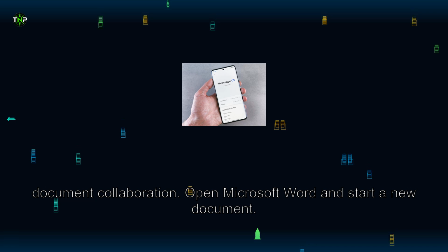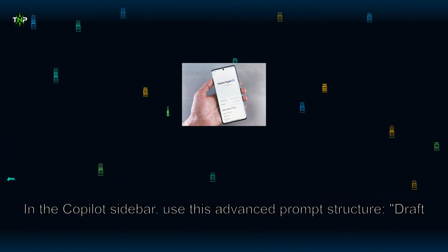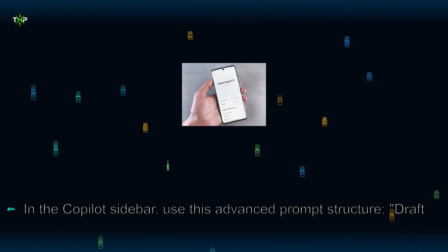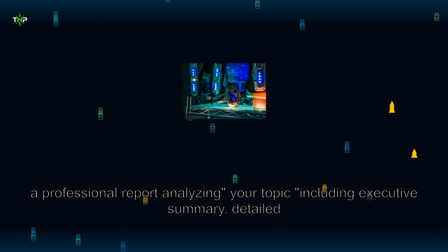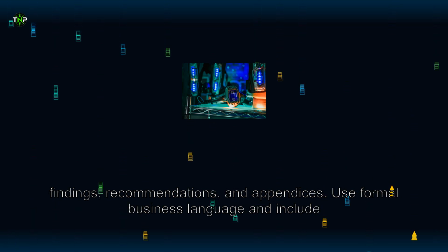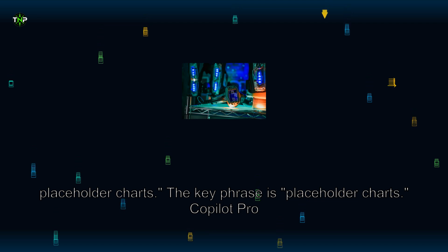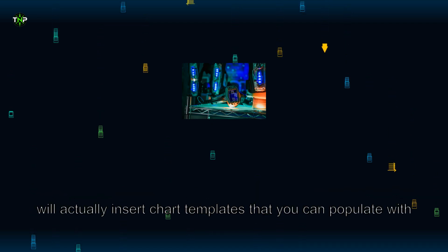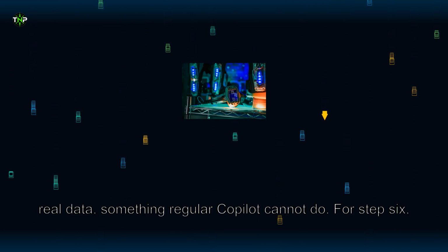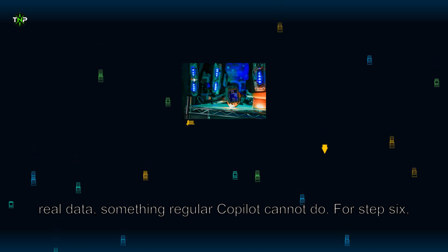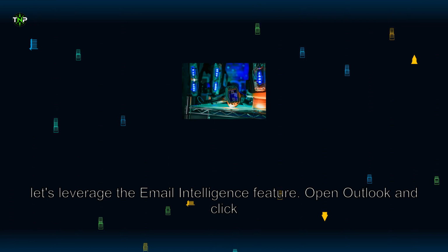Step 5 is about document collaboration. Open Microsoft Word and start a new document. In the Copilot sidebar, use this advanced prompt structure: draft a professional report analyzing your topic including executive summary, detailed findings, recommendations, and appendices. Use formal business language and include placeholder charts. The key phrase is placeholder charts. Copilot Pro will actually insert chart templates that you can populate with real data, something regular Copilot cannot do.